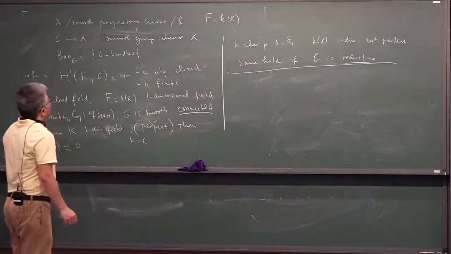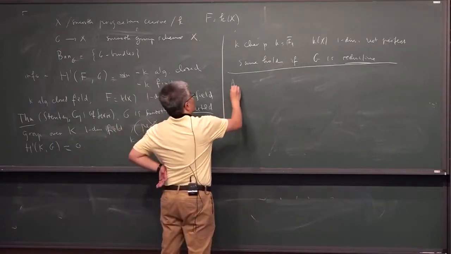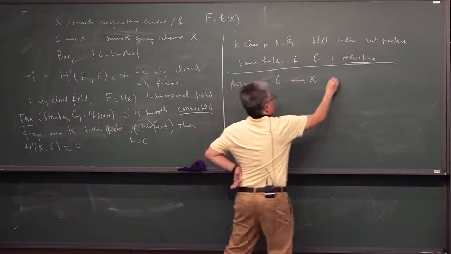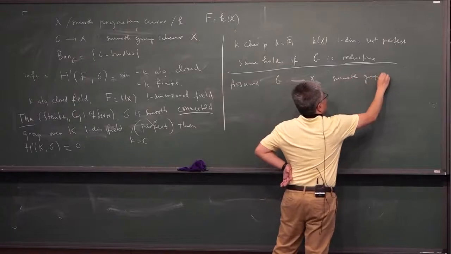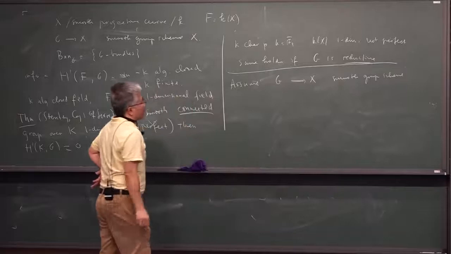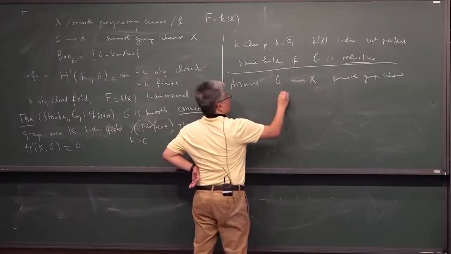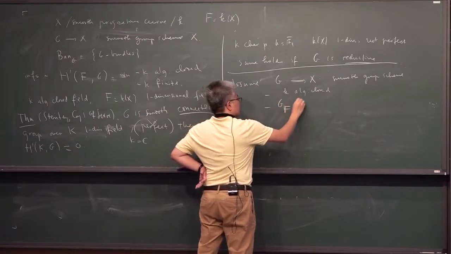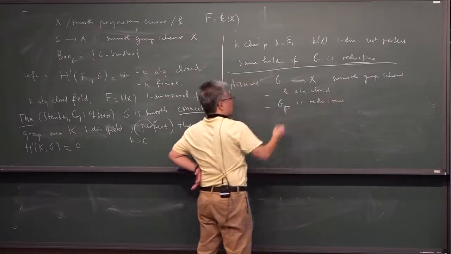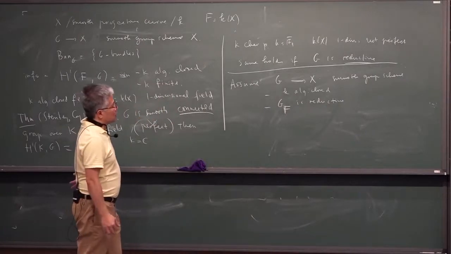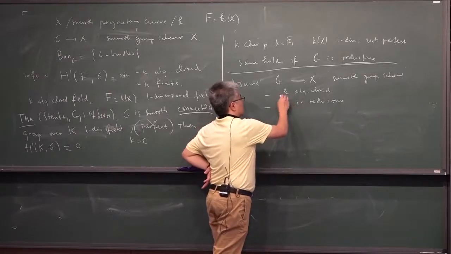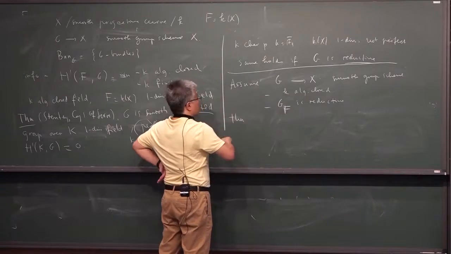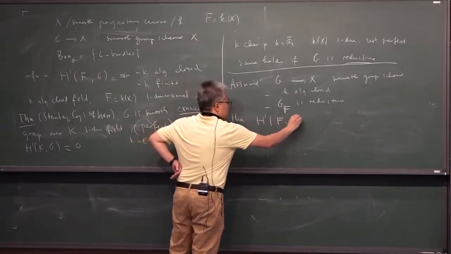So at least, when K is algebraically closed, now assume that G over X is a smooth group scheme, or X of algebra in K algebraically closed, and assume that G of eta, G of F is reductive, at least in the characteristic p case. Then we know by this standard theorem that H1 of F of G is zero.